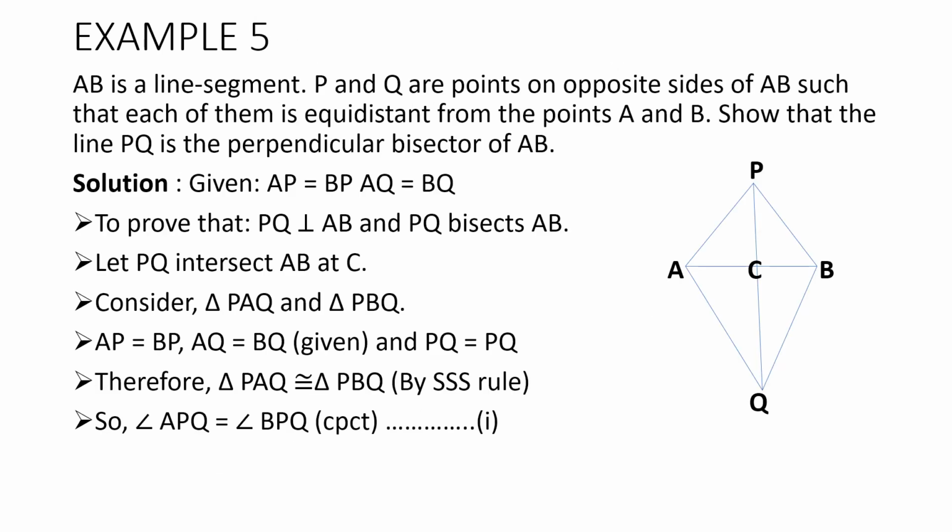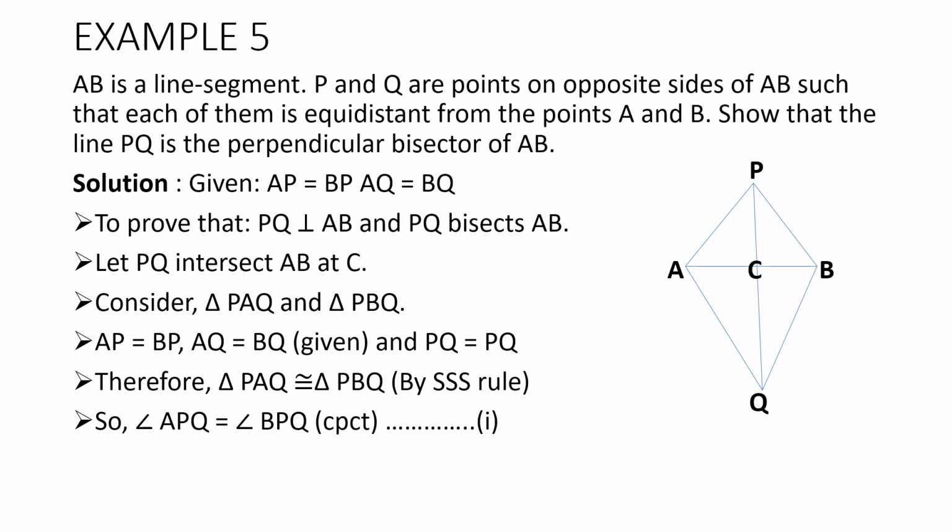Another interesting example, example 5. AB is a line segment. P and Q are points on opposite sides of AB such that each of them is equidistant from the points A and B. Show that the line PQ is perpendicular bisector of AB. Now from the given diagram, you are having AB as a line segment, P and Q as points on opposite sides and each of them is equidistant.